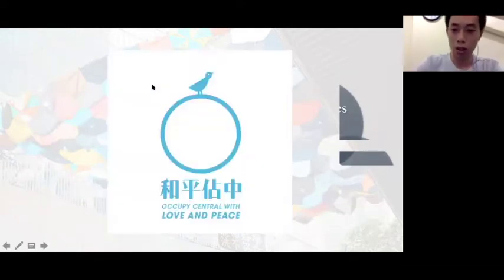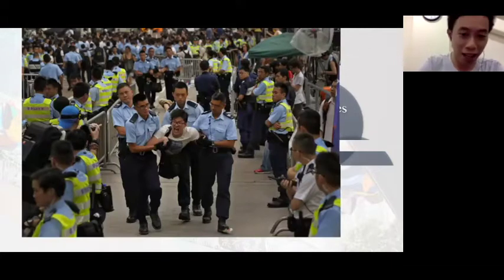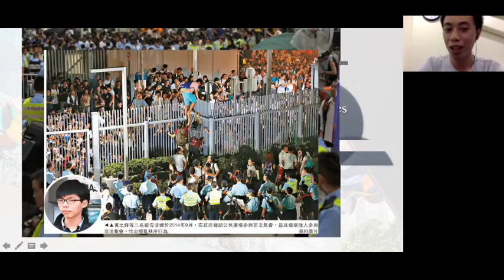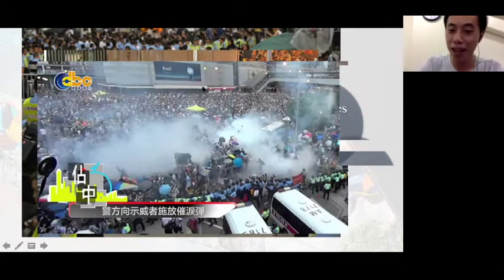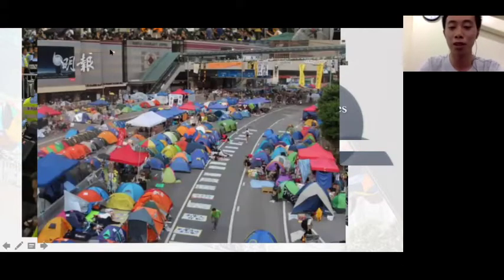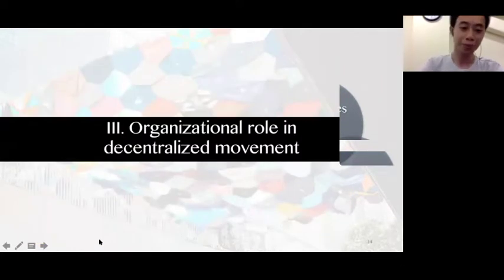So to recap, Occupy Central Movement at first, and then small action escalation, trigger point, and then backfire, and the police was firing tear gas at the general public. And finally, because people were so angry about the actions of police, they autonomously occupied the street. Even the organization didn't tell them to do so.